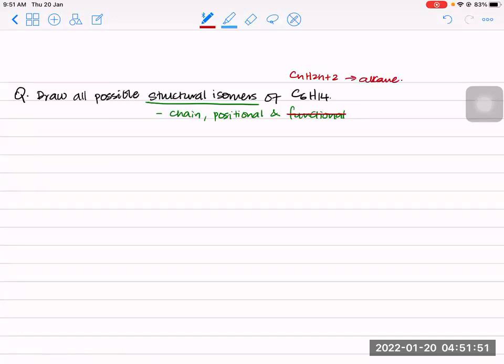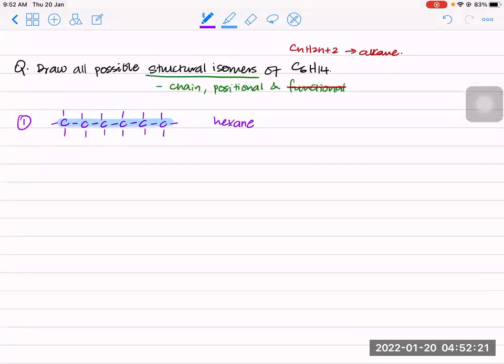Yes? Now let's see. So you have the first one. You will make a straight chain 6-carbon alkane. I'm not putting the H's. So you have this main chain, 6 carbons. This would be hexane. Now you don't have to write the structural formula to see whether they are isomers or not. You can just name them. Just naming would let you know.